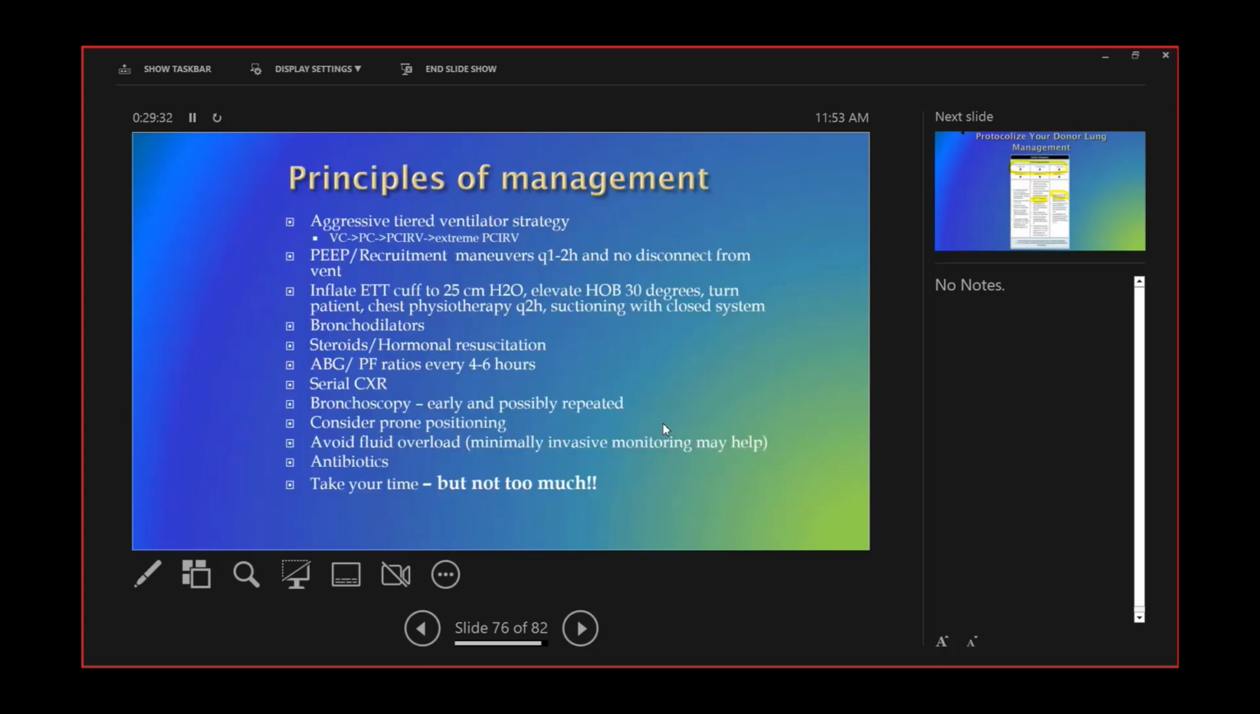So basically the principles of management are an aggressive tiered ventilator strategy. We take everybody from volume control to pressure control, the pressure control inverse ratio, and then out to extreme if we need to. We do PEEP recruitment maneuvers until we're up to either pressure control inverse ratio or extreme. We inflate the cuff to 25. We elevate the head of the bed 30 degrees. We do chest physiotherapy, suctioning, closed systems. We do bronchodilators, steroids, ABGs.